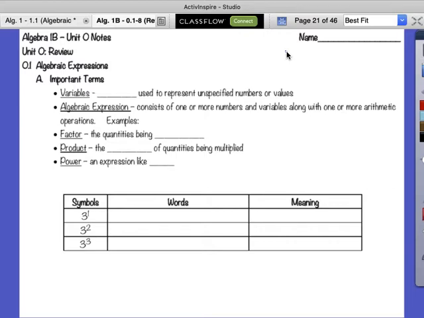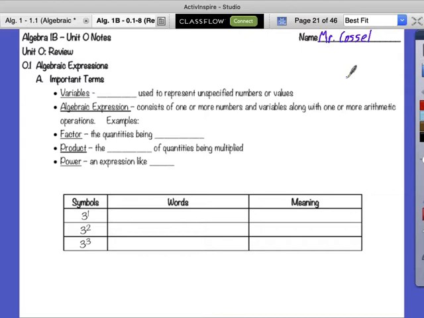So the first thing I'm going to do on this, we're going to write our name. So my name is Mr. Costle, so I'll put Mr. Costle on there. Go ahead and do that on yours if you haven't already. Write your name.